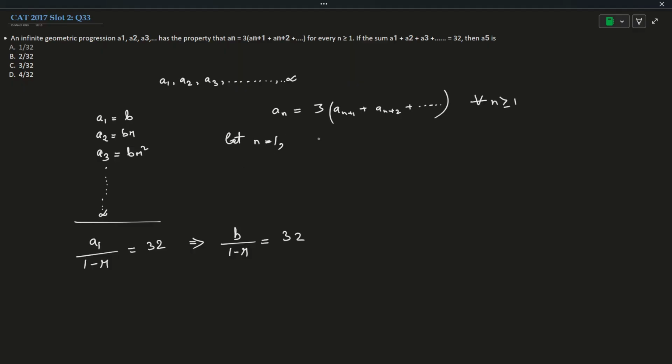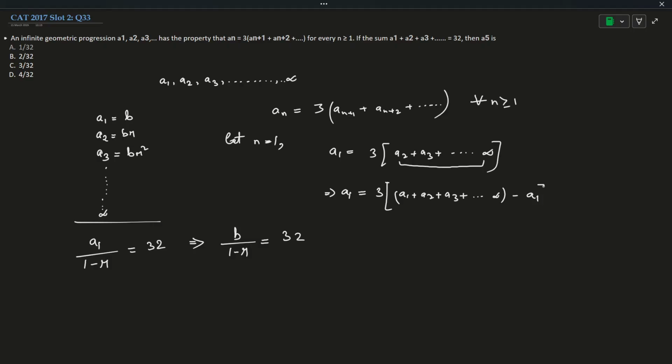What will I get, guys? If I put n equal to 1, I will get a1 equal to 3 times a2 plus a3 plus dot dot dot. This is also till infinity. All right, guys. So now this entire thing is the sum of an infinite geometric progression, right? I can say a1 plus a2 plus a3 till infinity.